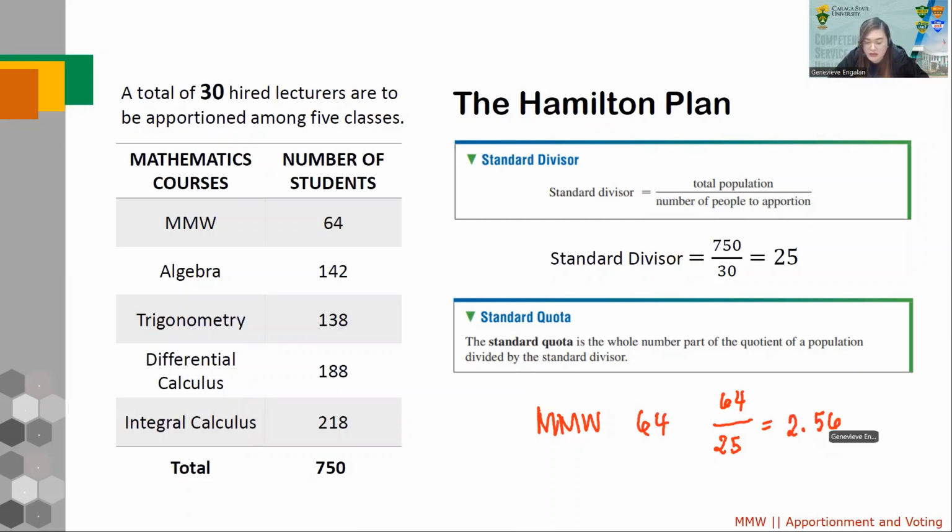Okay? 2.56. The standard quota is the whole number part. So that means 2. So the standard quota for MMW is equal to 2. So, class, that is the standard quota. Do you understand the standard quota?